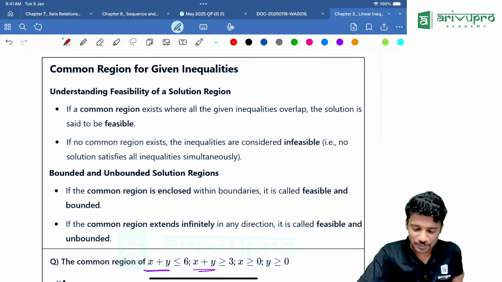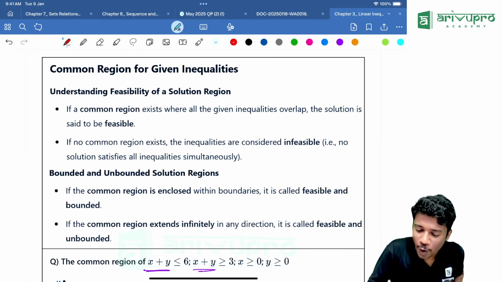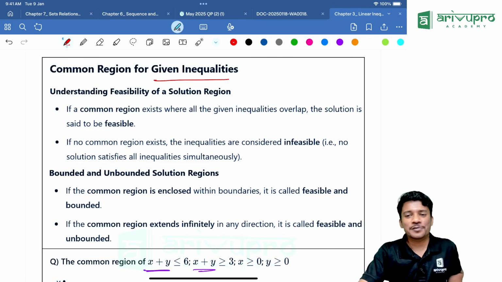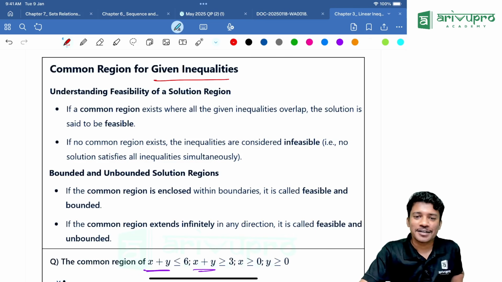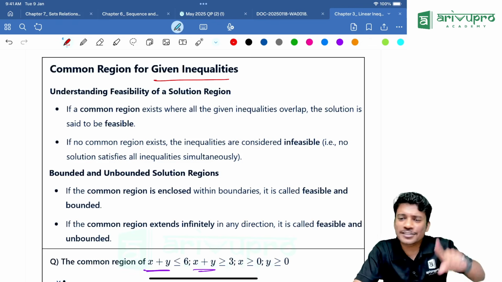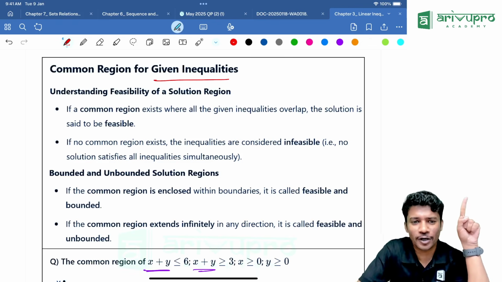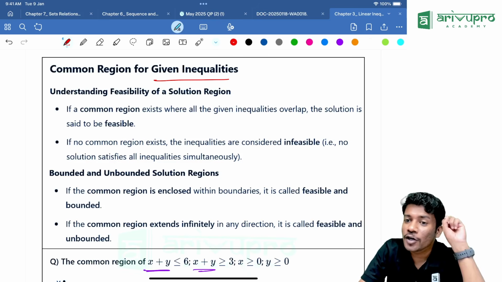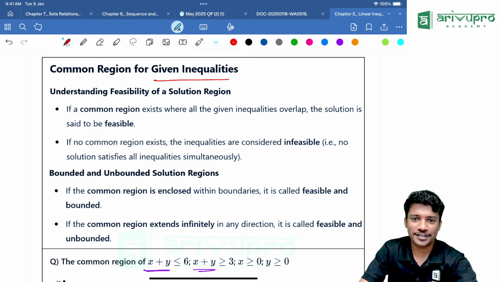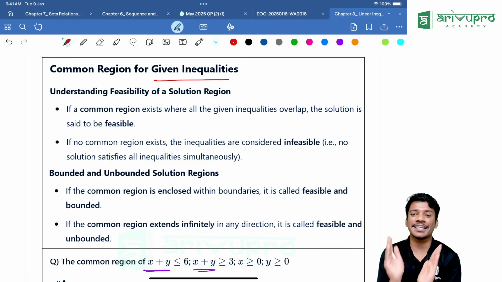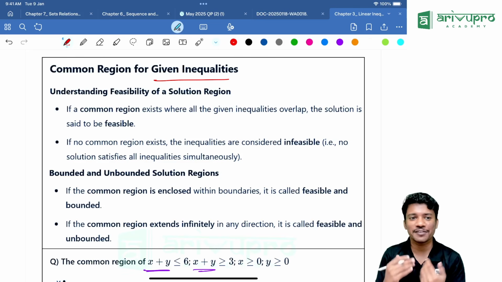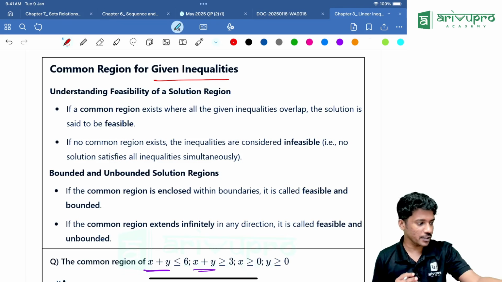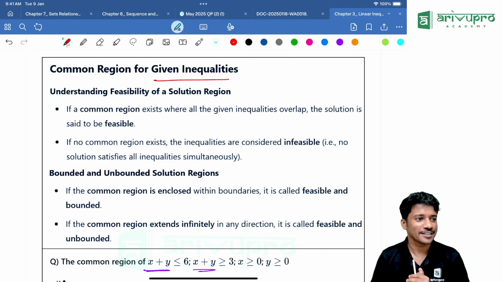Next question. Common region of given inequalities. What do you mean by that? Till now what we discussed, there is only one graph. Only one plot we are doing. Going forward, there will be something like that: 2 or more graphs can be there. We need to find their common area, the common area between them.